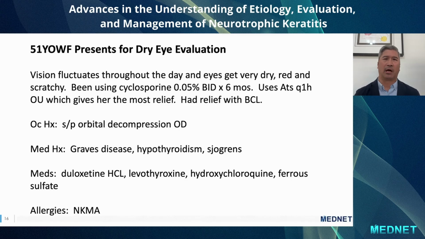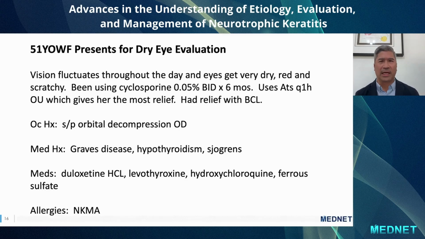But tell me more. Is it always blurry? If it's always blurry, it's cataracts or refractive error. But if it fluctuates, we need to take a look at the ocular surface. She's been on cyclosporin. We know cyclosporin works. She's been on it for 6 months. We typically tell patients it takes about 4 to 6 months for it to work. But then, artificial tears every hour.